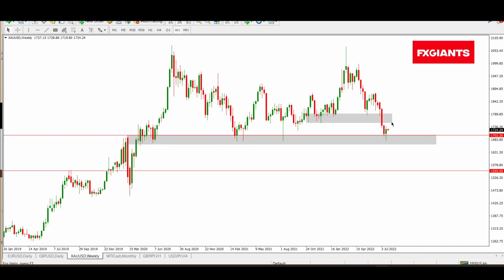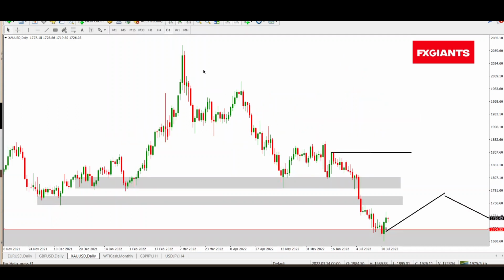But we also have this previous zone that is yet to be mitigated here. This is an unmitigated zone. So price can actually come back into this zone here. Yes, here. Then we may see a sell continuation from here. But let's look at it closely on the daily time frame.